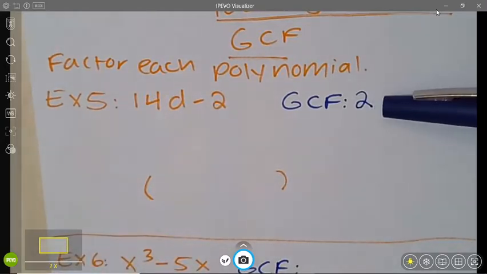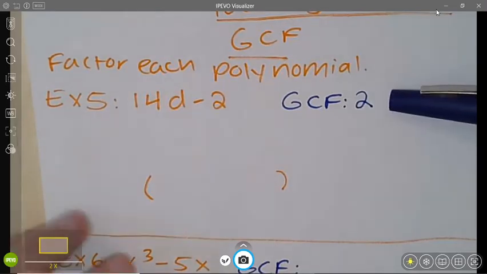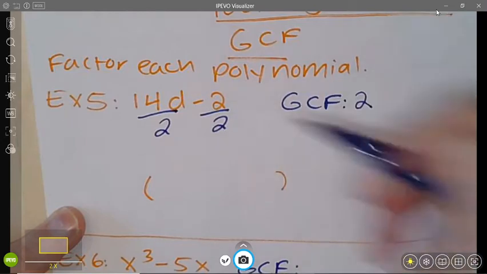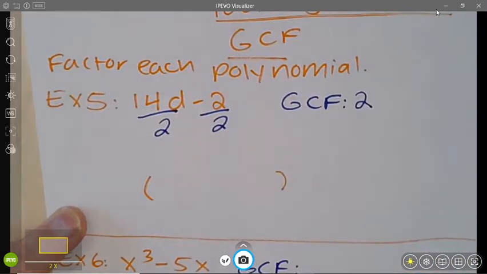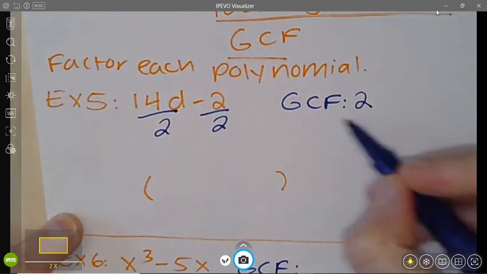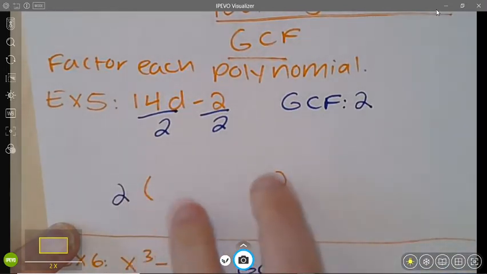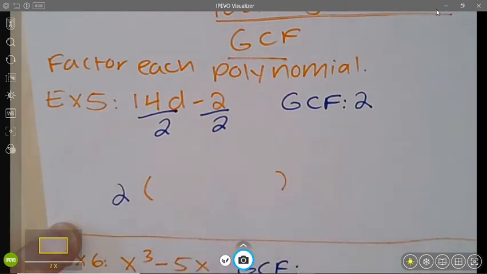Okay, after this, what we're going to do is take the GCF and divide every single term by our GCF. And after that, I'm going to put the GCF in the very front of my parenthesis, and I'm going to write what I get after I divide inside of my parenthesis. And then after that, I'll be done. So let's get going, you guys.